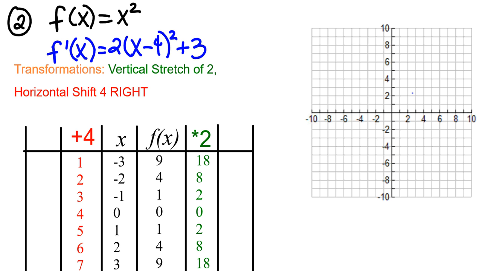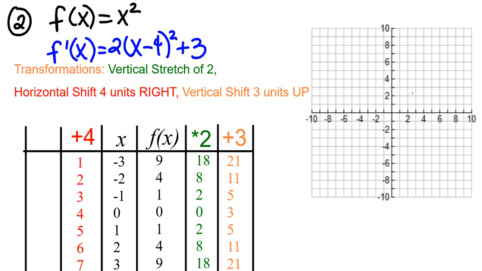We said there was one more transformation to look at, and that was the +3. Again, that's an output change. It's going to be a vertical shift up 3 units. So I'm going to take all of my outputs from where I last left them and move them up 3 units. So I'm going to add 3 to all of those outputs. We performed all of the transformations.